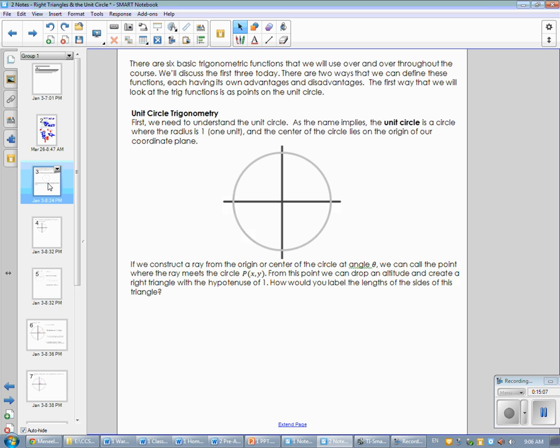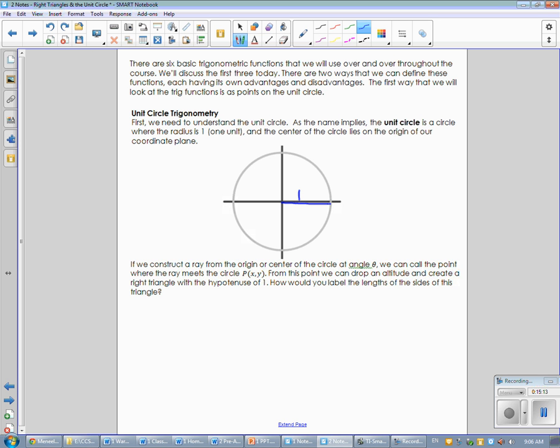So a unit circle is basically a circle that has a radius of 1 unit. The center of the circle is going to lie on the origin of our coordinate plane. If we construct a ray from the center of our circle, and actually let me rewrite that so that line isn't there, so here's my initial side. If I construct a ray and I identify the point at which it crosses my unit circle, I can identify that as the point (x, y), since I've superimposed my unit circle onto a coordinate plane.